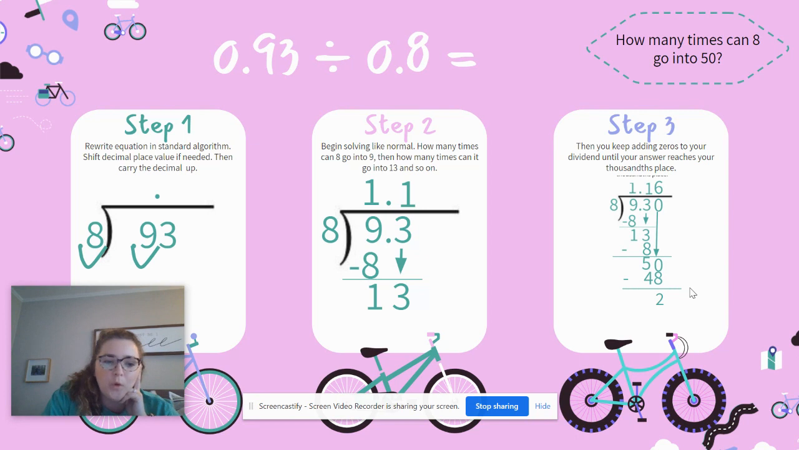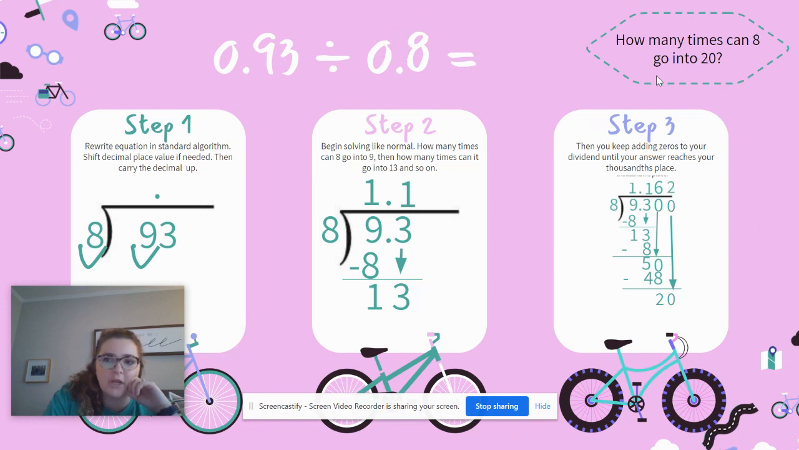In 5th grade, we only ask you to keep solving to the thousandths place. You are welcome to stop at the thousandths place. So again, I add another 0. I carry it down. And now I'm thinking about how many times can 8 go into 20? Well, I know 8 times 2 is 16. That's pretty close. Let's say 8 times 3 is what, 24? Nope, that goes over, so it can only go in those 2 times.